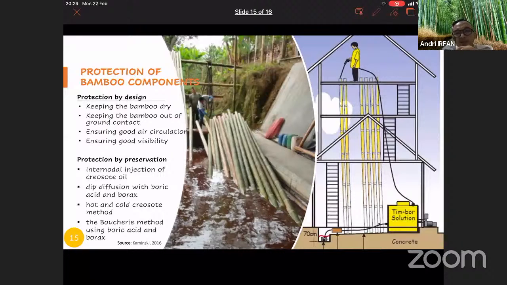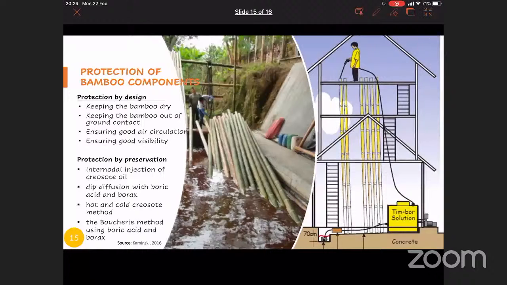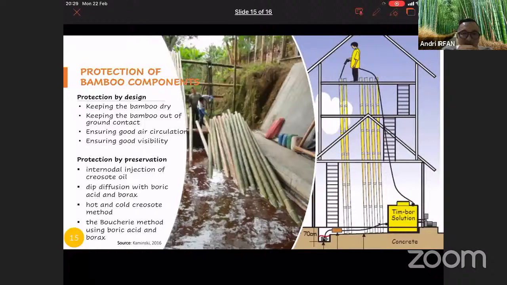The first line of defense, I think, after harvesting, is good design. First is protection by design. Protection by design involves four basic principles: keeping the bamboo dry, keeping the bamboo off ground contact, ensuring good air circulation, and also ensuring good visibility. Then protection by preservation: in general, the natural durability of bamboo can be enhanced by the application of preservative compounds, which help to prevent insect and fungal attacks.